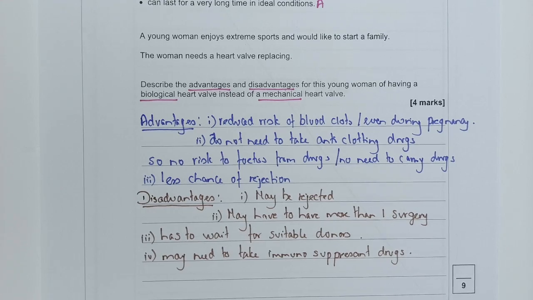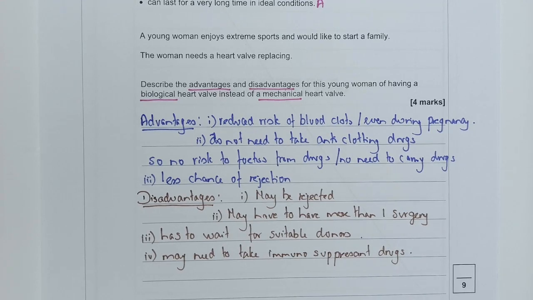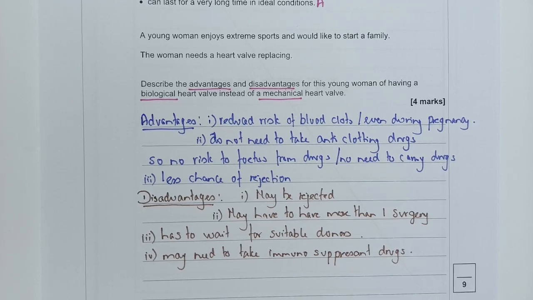So here are the advantages. Having a biological heart valve means there's a reduced risk of blood clots even during pregnancy. They do not need to take anti-clotting drugs, so there's no risk to the fetus from the drug during the pregnancy, and they don't actually have to carry the drugs all the time, and there's less chance of rejection. This is a disadvantage, right? It may be rejected. Although there is less chance, it can actually be rejected as well.